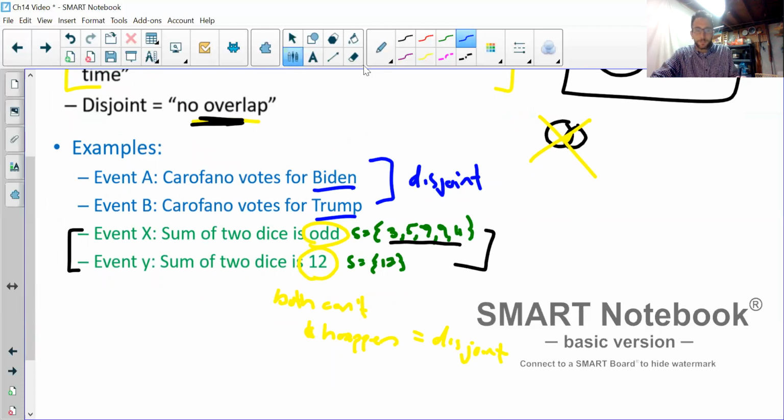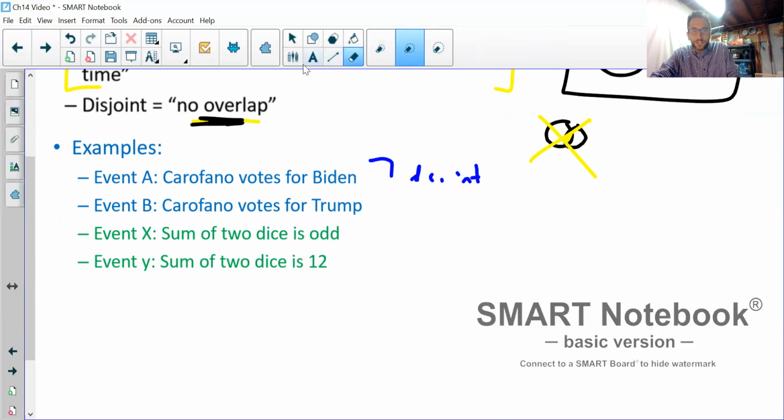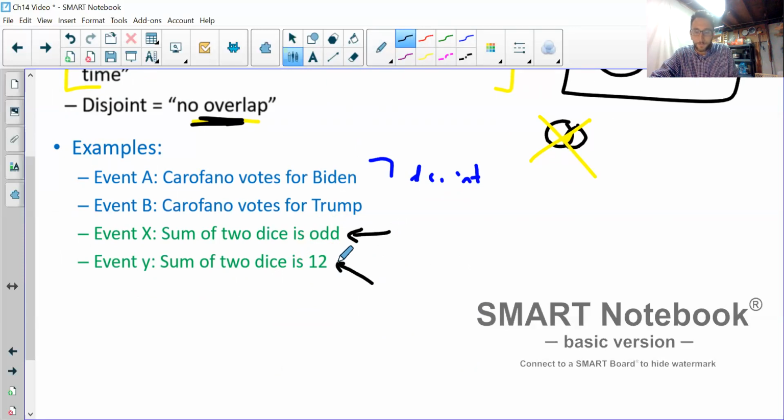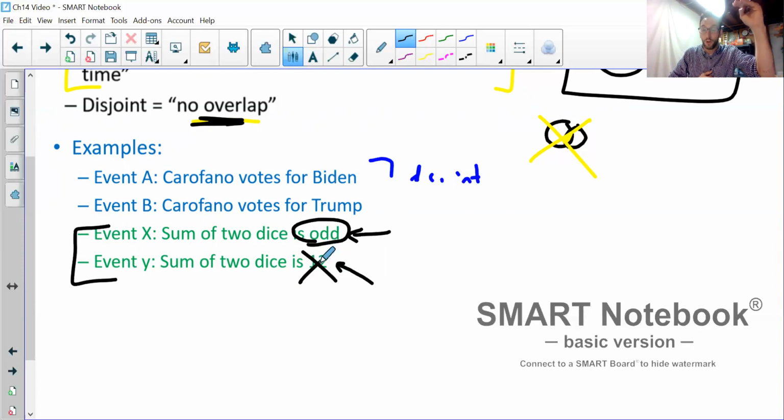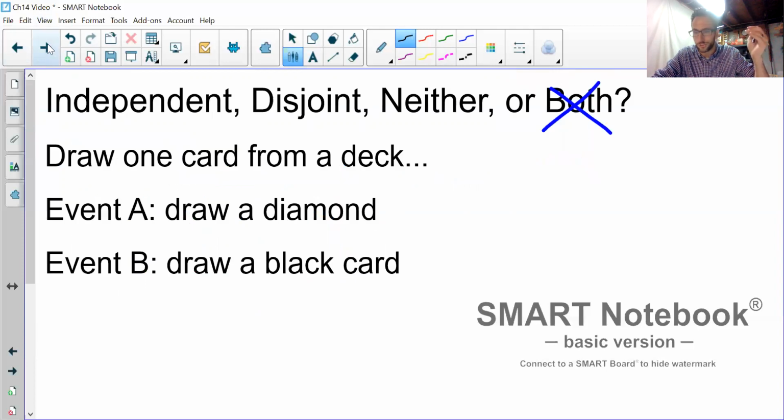Independent would suggest, let's just focus on events X and Y here in green. Independent would be like, if I told you about the result of event X, that would not change the probability of event Y. But these are disjoint events. If I tell you that the sum was odd, there's no way that the sum was 12. So these are dependent. Events can never be both disjoint and independent. If they're disjoint, knowing information about one allows us to know exactly what happened with the other. I feel like that was pretty poorly worded, but hopefully that helped a little bit. Or just, they can never be both.